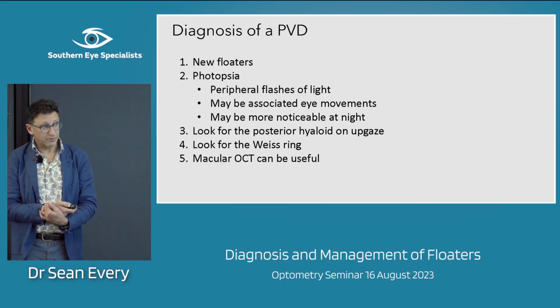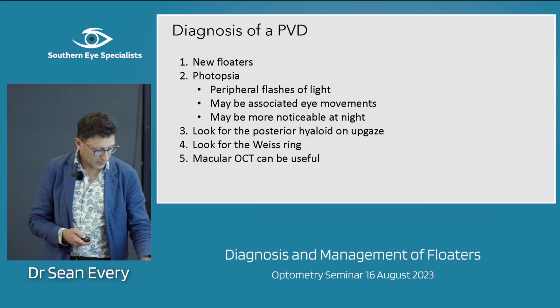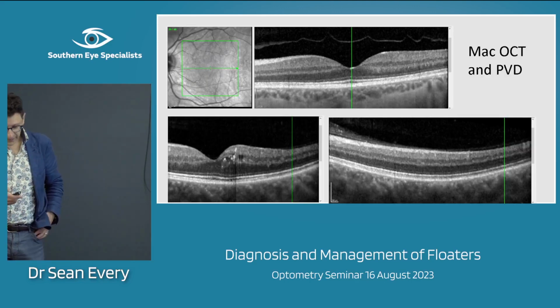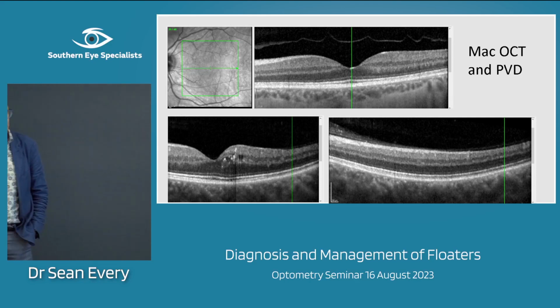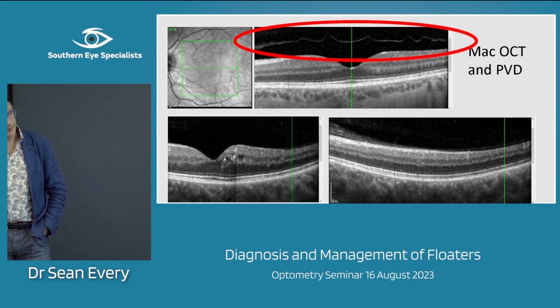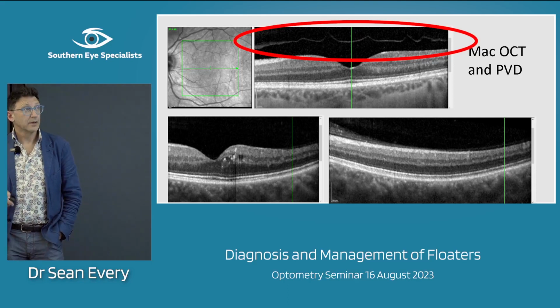And of course you can look for the Weiss ring. And then macular OCT can be helpful as well. Whoops. And this is why it can be helpful, because this person's had a retinal detachment in the other eye. So the PVD event is a big deal in this person's life, okay?